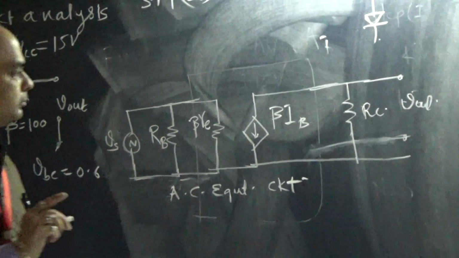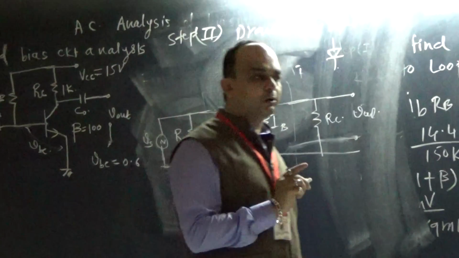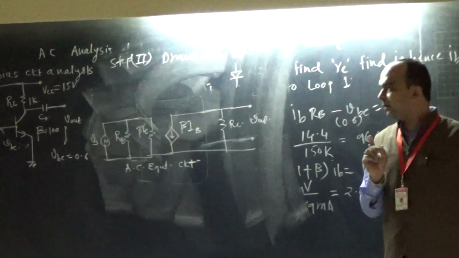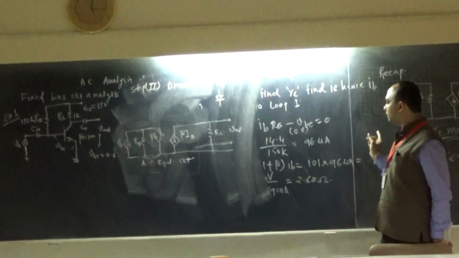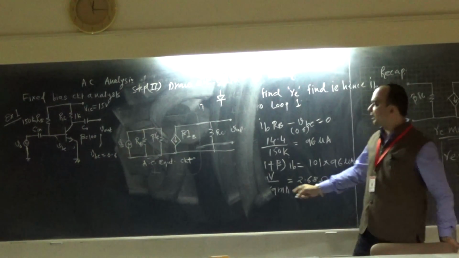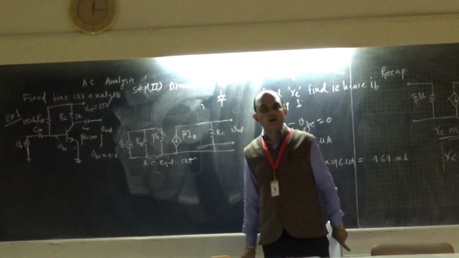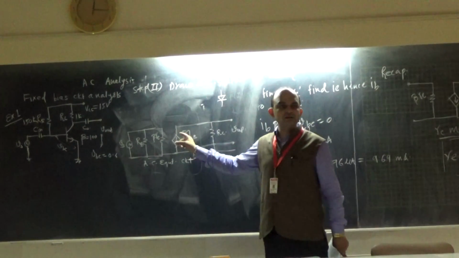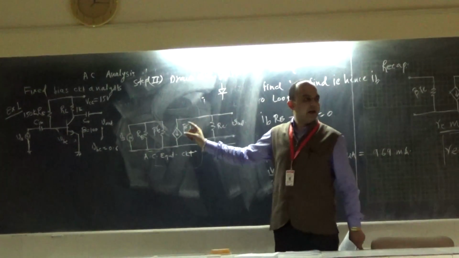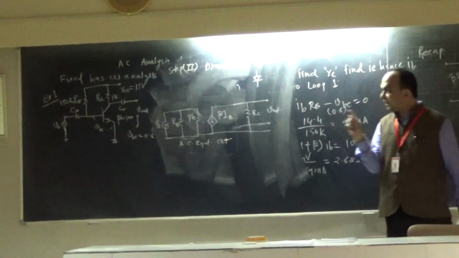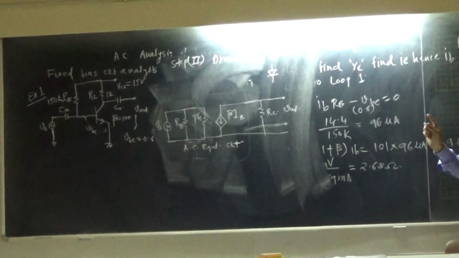Take your own time to focus on whatever I have drawn. There should not be any doubt. If you have understood previous lectures, the re model, this we have found out re, so that we can find out the overall analysis: Zi, Zo, AV, AI. Is there any doubt up till now? Clear?